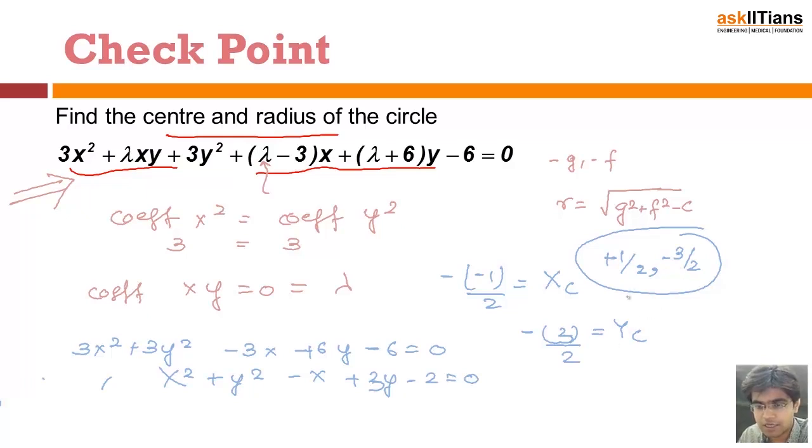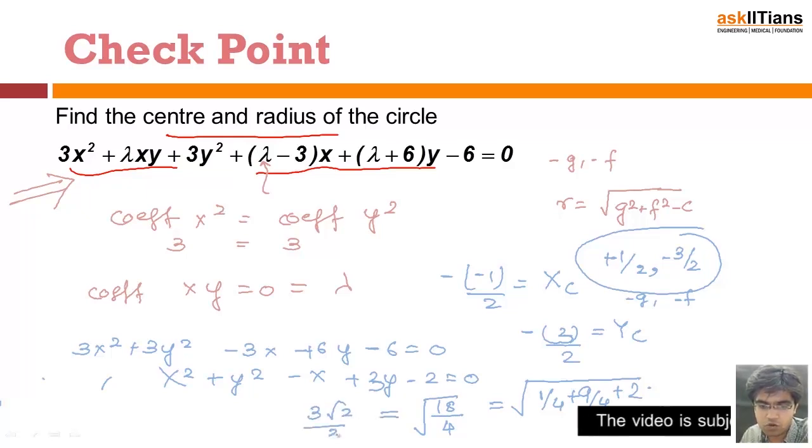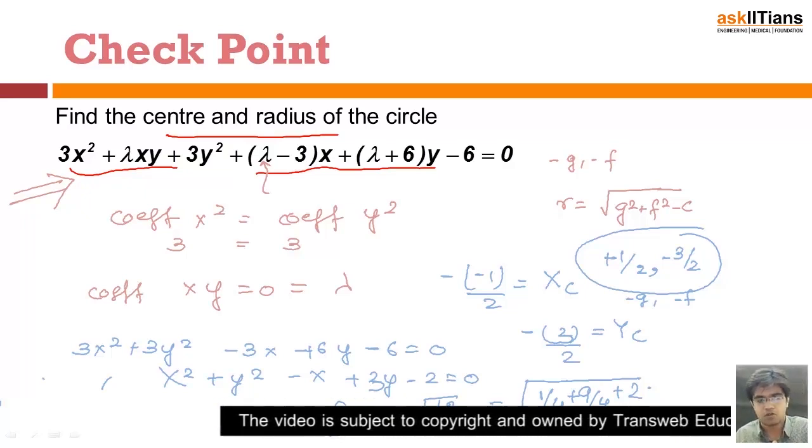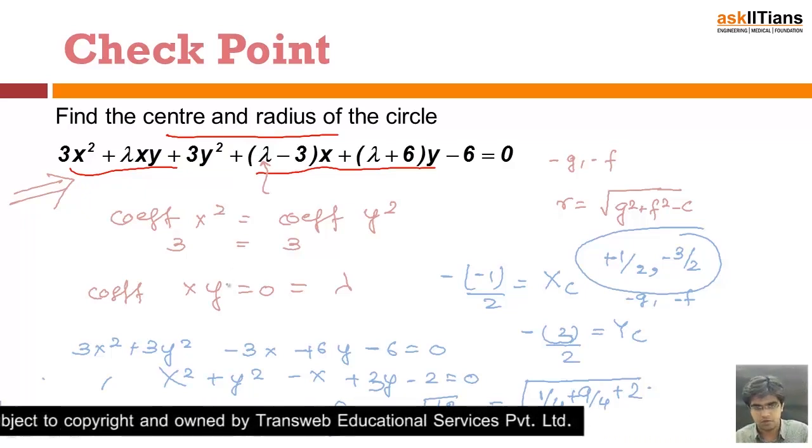Now this is actually nothing but minus g, and this is actually nothing but minus f. So radius will be root of g square, that is 1 by 4, plus f square, that is 9 by 4, minus c, that means minus of minus 2 is plus 2. So this becomes root of 18 by 4, or you can say that 3 root 2 by 2. So this is your radius. So we have got the radius and we have got the center as we were required.